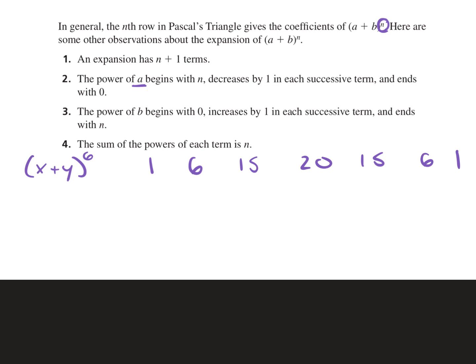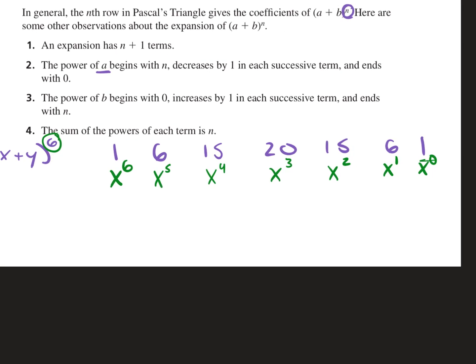Now, the x, so our first variable, we're going to start with x to the 6th power, because our variable that we start with is the 6th power. And we're going to go down from there. Then I'm going to have x to the 5th power in my next term, x to the 4th power, x to the 3rd power, x squared, x to the first power, and then x to the power of 0. But what is x to the power of 0? 1. So it technically goes away. It's just 1.